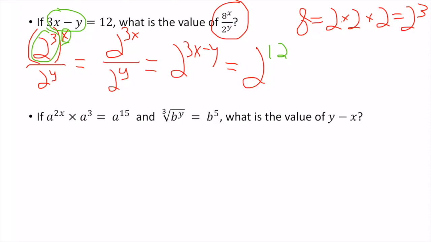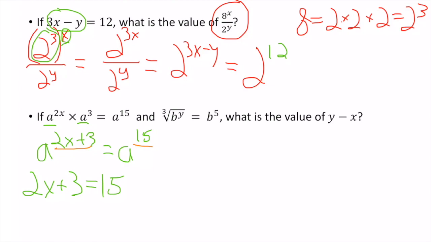Okay, so here, this next one, first I notice my a's are the same, so I can go ahead and combine those exponents. When I do that, I get a to the 2x plus 3, and I know that equals a to the power of 15. So now I want to compare these together. My a's are the same, so now I can just look at the exponents. I know that 2x plus 3 has to equal 15.